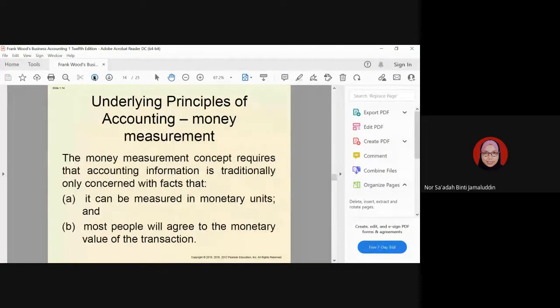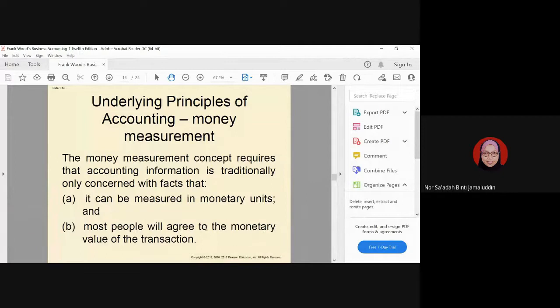This is the second principle of accounting, which is money measurement. The money measurement concept requires that accounting information is traditionally only concerned with facts that can be measured in monetary units, and most people will agree to the monetary value of the transaction. This is the principle of money measuring.